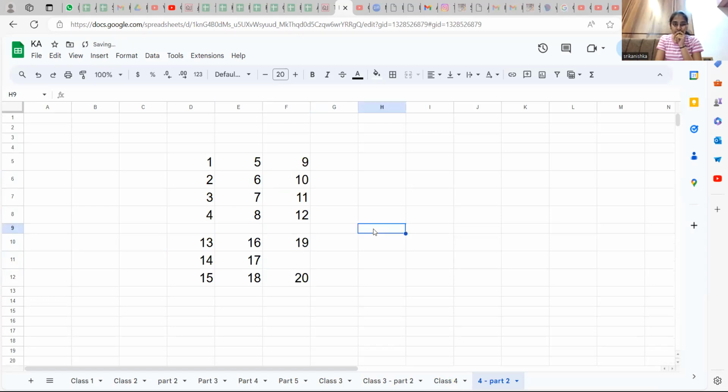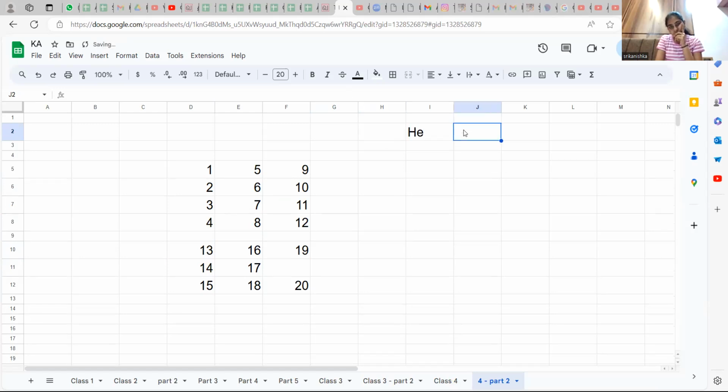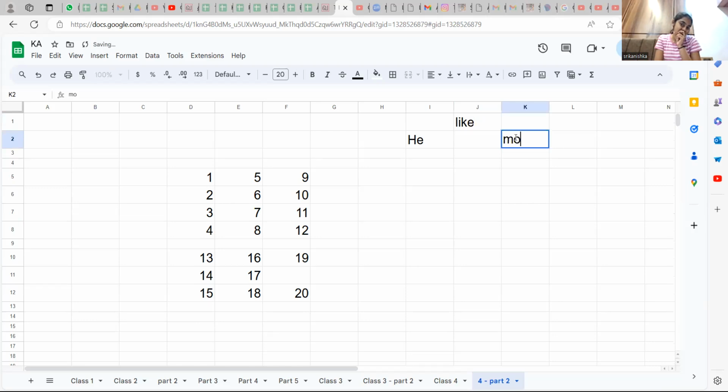Okay, I'm going to give this word. I'm going to change only one thing: the subject only. The subject is going to be he. The verb is going to be like. The object is going to be movie, the movie, if you want to put the movie.